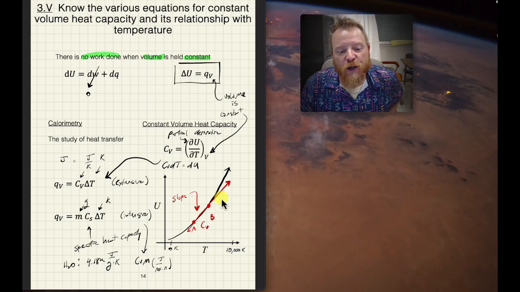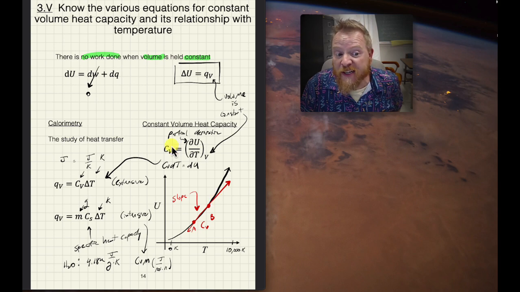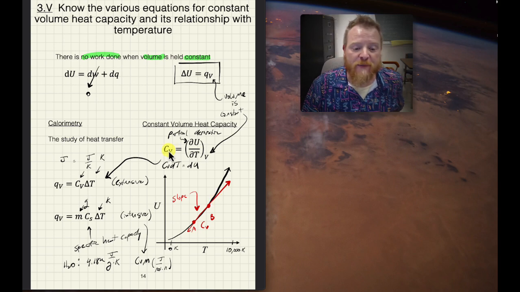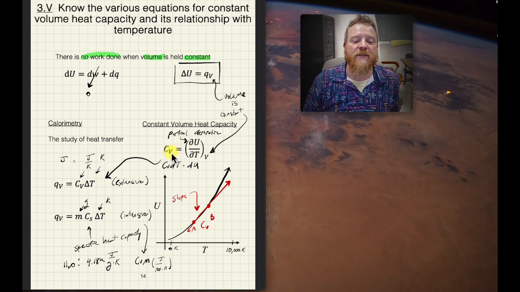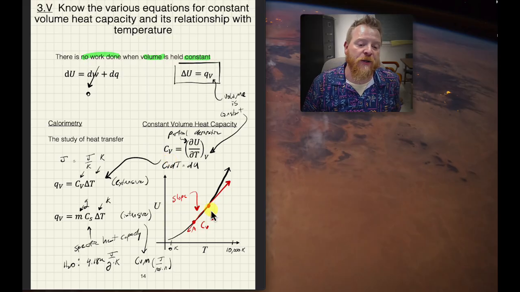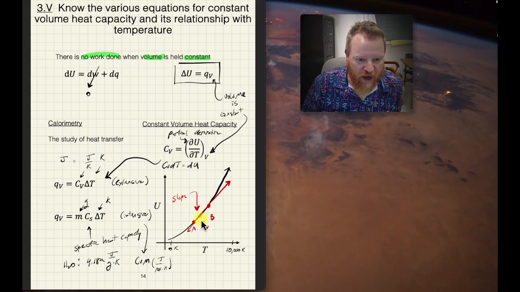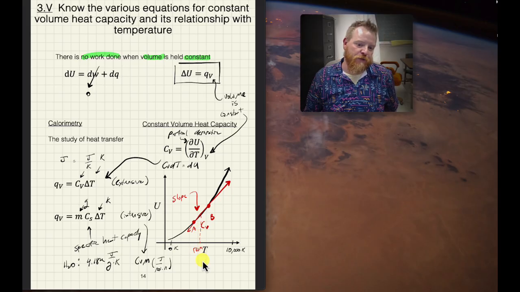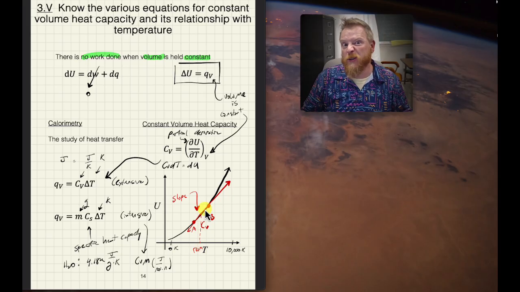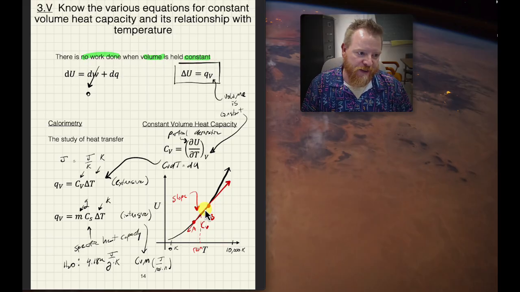If we wanted to look over a bigger range, we would need some kind of an equation to describe CV, or we would have to specify at what temperature this CV is referring to, right? So over this narrow range, you can see that that might correspond to room temperature, for example, plus or minus 10 or 20 degrees, something like that.